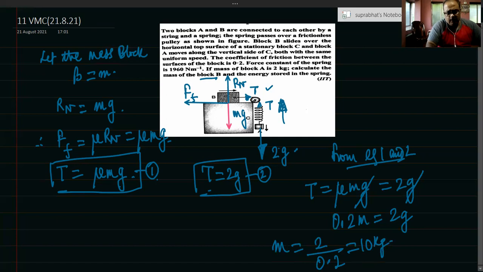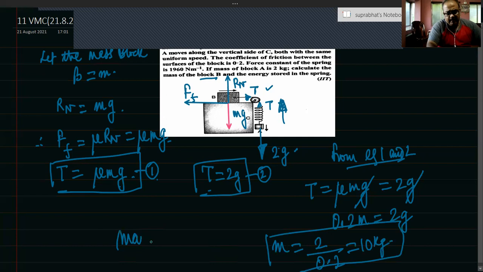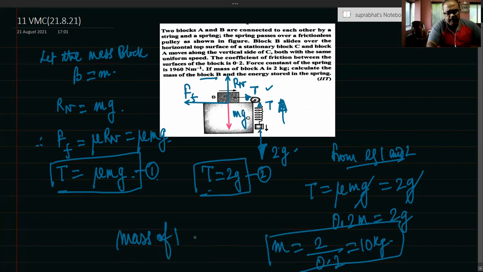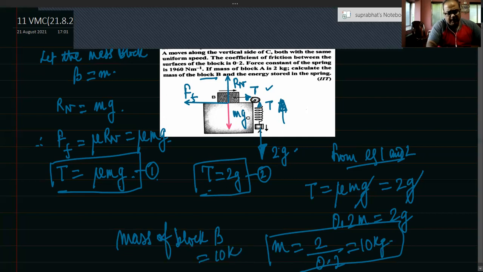So the mass of block B, we can easily write, mass of block B is equal to 10 kg. So this is the first part of the problem I have done.